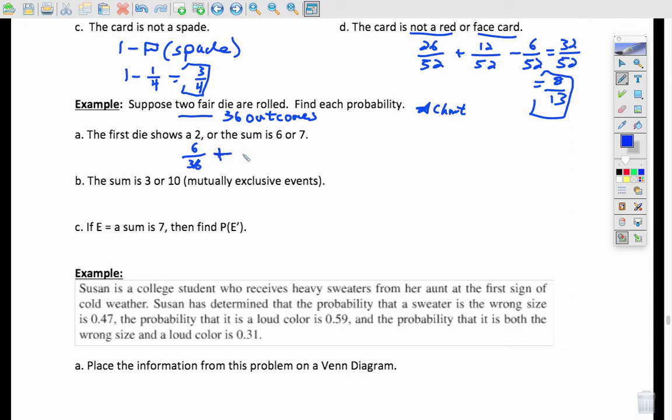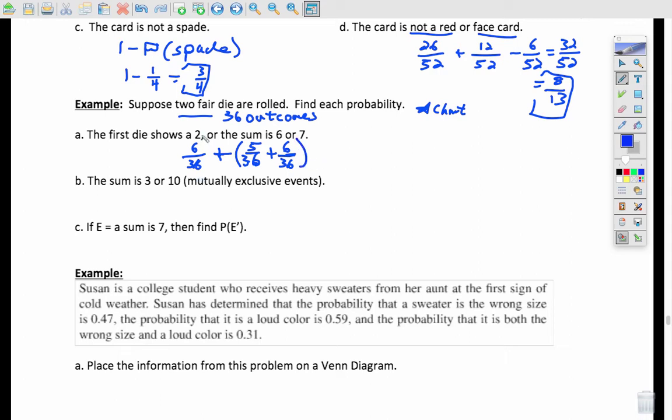Okay, so if the first die shows a 2, 6 out of our 36 outcomes will have a first die that shows a 2. Now, or the sum is 6 or 7. This is where things get a little weird, because to get a sum of 6, 5 out of the 36 outcomes will be 6s. You can get a 1 and a 5 and a 5 and a 1. You can get a 2 and a 4 and a 4 and a 2, or you can get double 3s. Those are the 5 outcomes. 7 is the most commonly rolled number, and 6 out of 36 outcomes have 7.